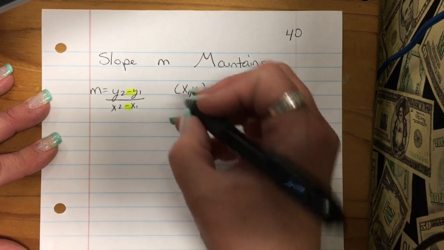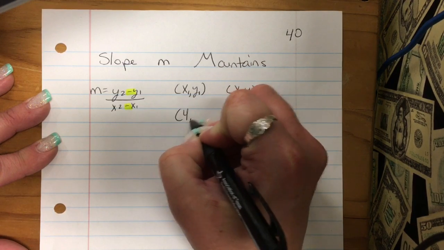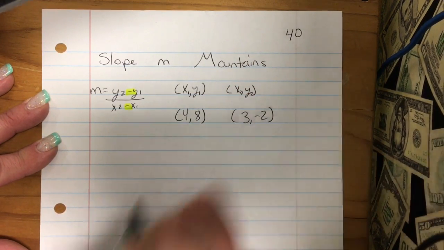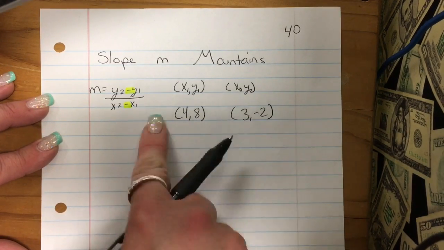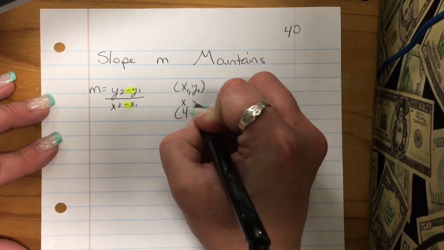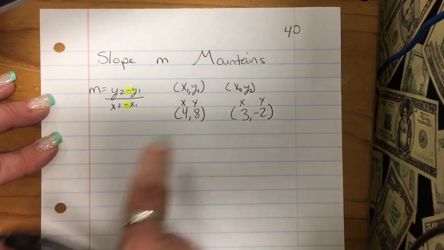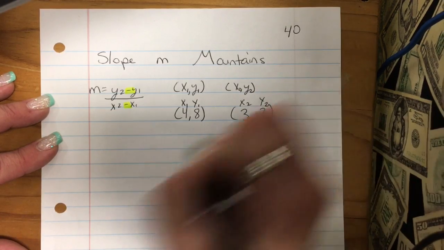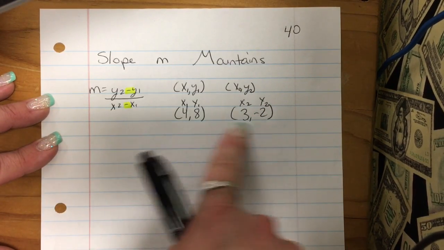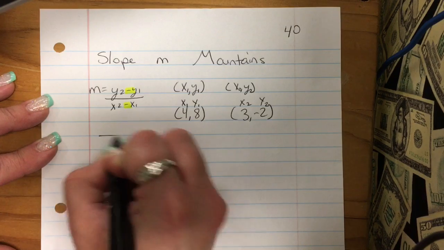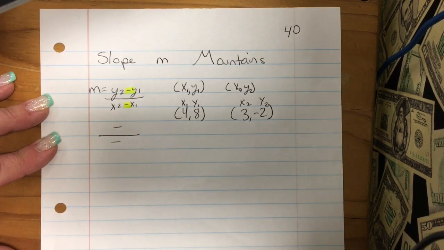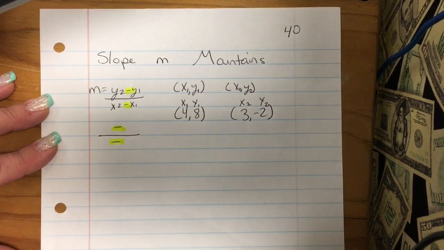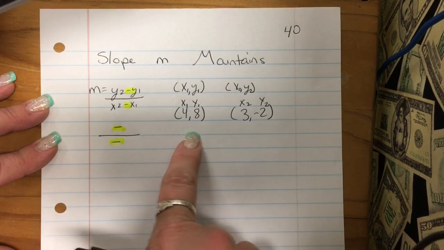All right, so for our first example, we're going to use the points (4, 8) and (3, -2). I'm just going to label these as x and y. This first one's going to be x1, y1, and the second one is x2, y2. And then I'm just going to plug this into my formula. So draw your fraction bar and your minus signs. Those minus signs are just part of it, okay? So highlight those.